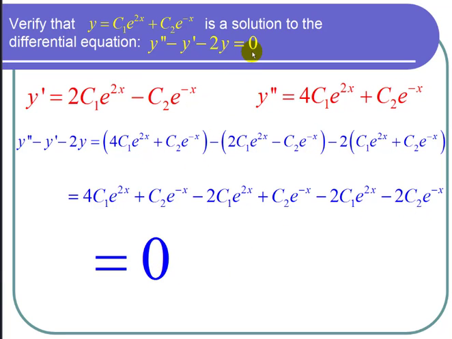So I have verified that y equals c1 e to the 2x plus c2 e to the negative x is a solution to this differential equation. And I'm done with the problem.